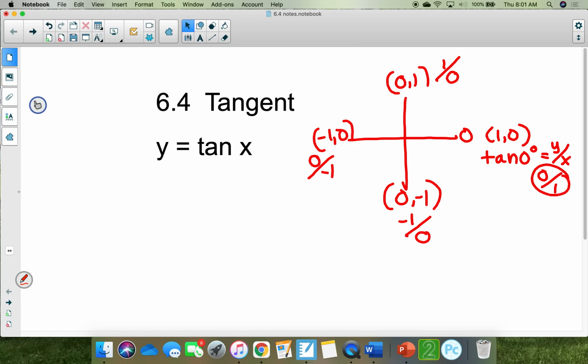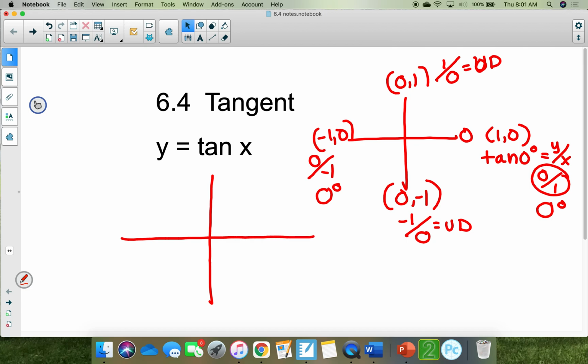You get an answer of 0 at 0. You get an answer of 0 at 180. This is undefined because you can't have 0 in the denominator, and this is undefined. So what does this graph look like for a tangent graph?